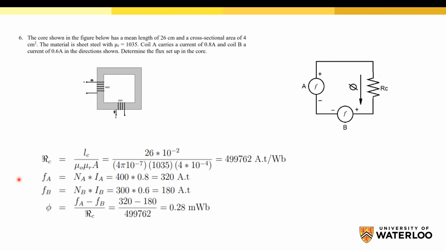So here we have mu r and mu naught, length and area, to calculate the reluctance. As I told you, the magnetomotive force for A and B is equal to the number of turns times the current for each coil. And now the flux is equal to flux A minus B. Now we are assuming that A is the reference over the reluctance, and the value is positive, which means that yes, A is the dominant here. If you calculated B minus A and you found a negative value, you will see that the direction of B is wrong. And that's all for this question.